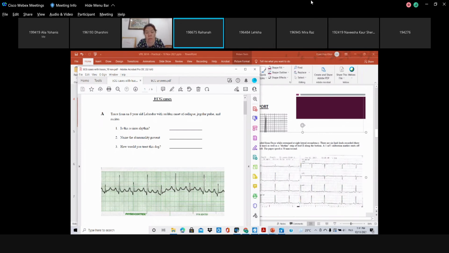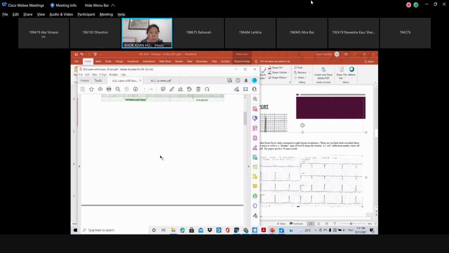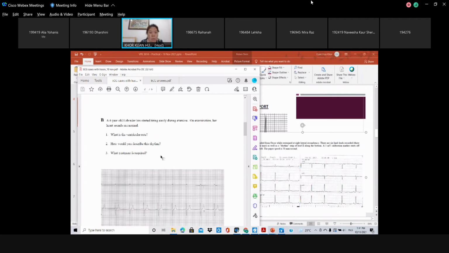Betul, or either fluid in the pleural space. Okay, so normally for this kind of case, you need to remove the fluid. So we'll do a pericardiocentesis or a thoracocentesis. This one I will teach you all later on lah. Okay, so we need to remove the fluid. Okay, let's go to B.